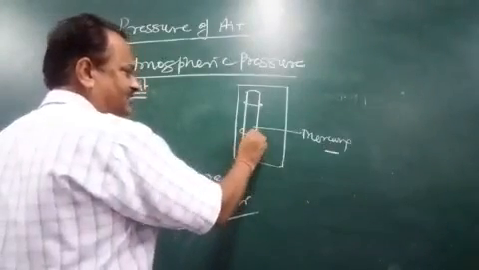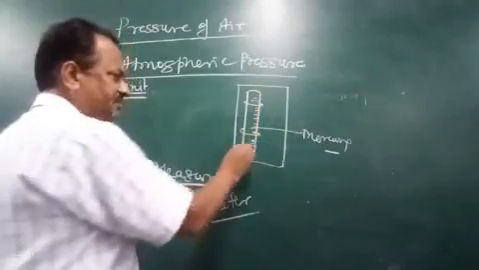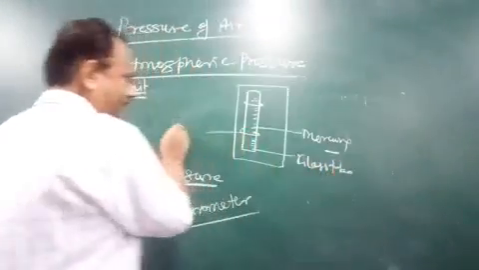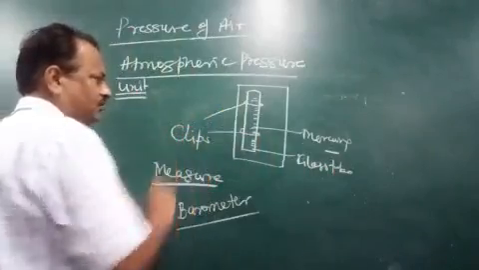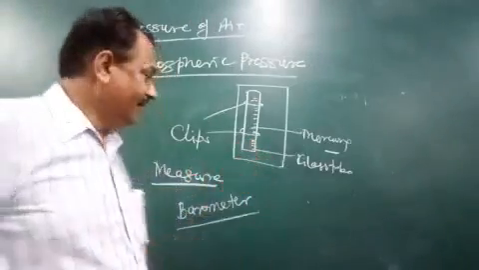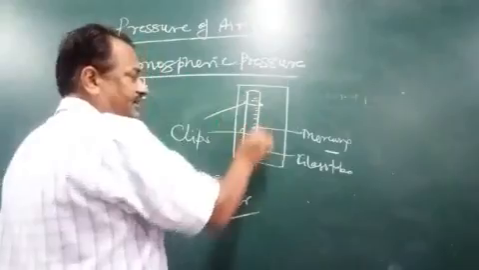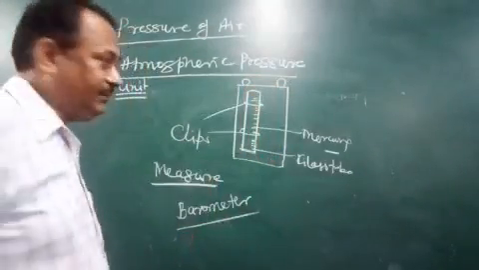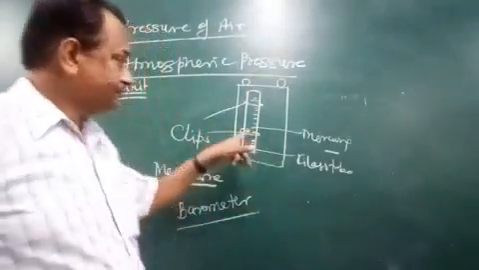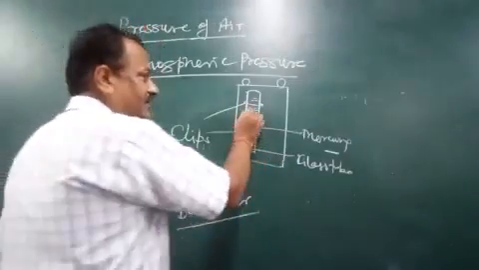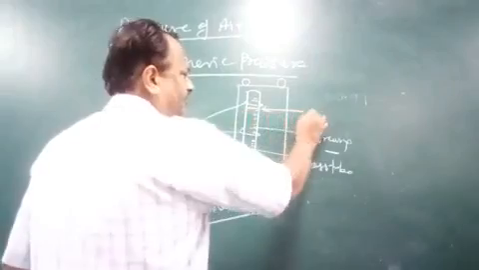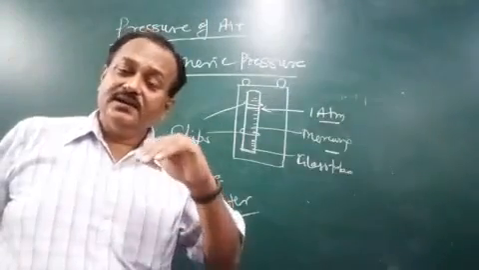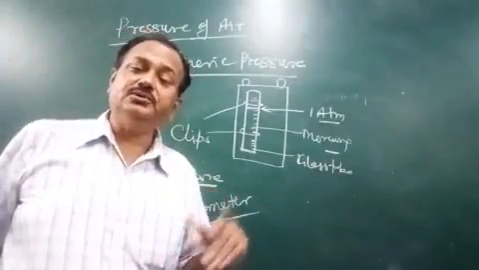And there are the linings in the glass tube. These are the clips, to hold the tube. And it is closed here. When it is suspended on a wall or any place, what happens? Automatically, the level of mercury adjusts itself to the level of one atmosphere. So normally we consider the air pressure to be one atmosphere.